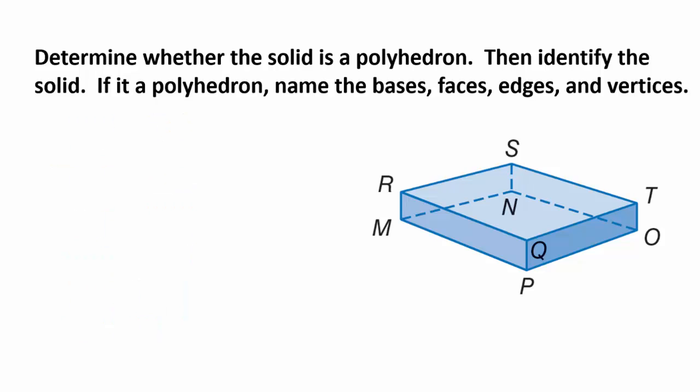Lastly, we just have our vertices, and those are just the points on our rectangular prism. So I'm just going to write those out. R, S, T, Q, and M, N, O, P. Just 8 vertices for this rectangular prism.